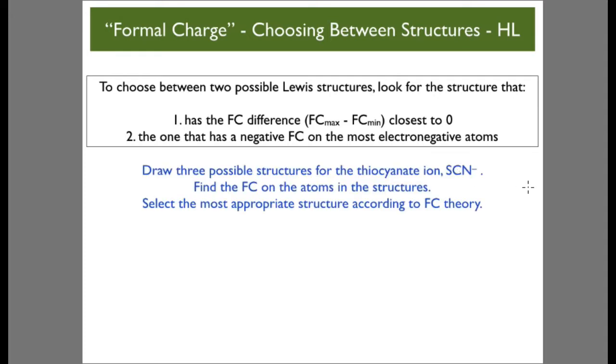I want you to have a go at this. Draw 3 possible structures for the thiocyanate ion. Then find the formal charge on the atoms in the 3 structures and select the most appropriate structures according to formal charge theory. Press pause and really have a go at this. Have a good think before skipping forwards to see the answer.